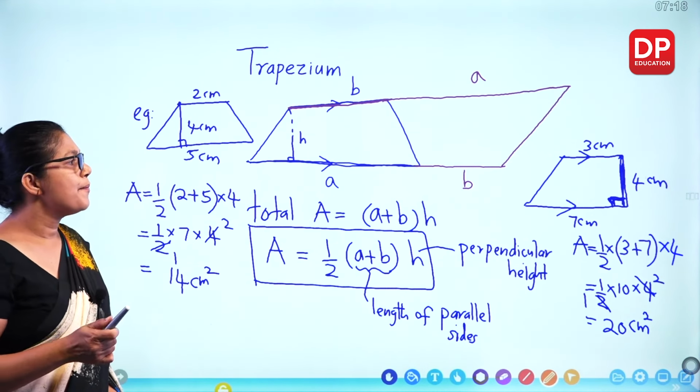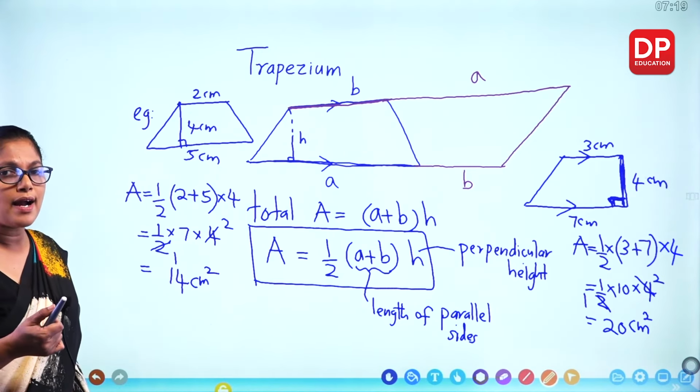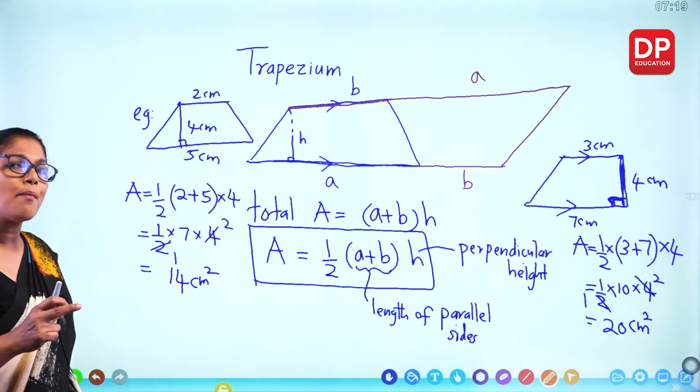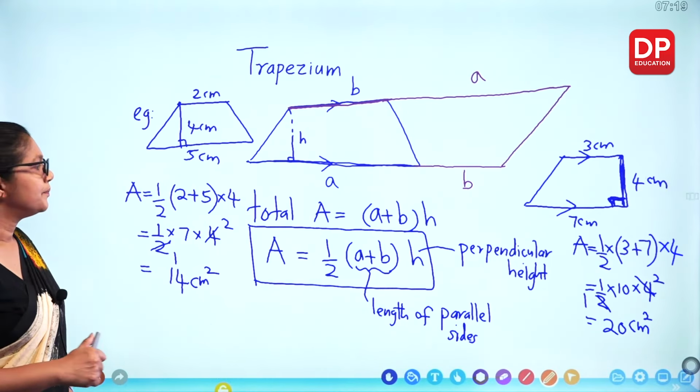So remember, when you get a trapezium shape, how do you find the area? Half times the sum of the two parallel sides times the height.